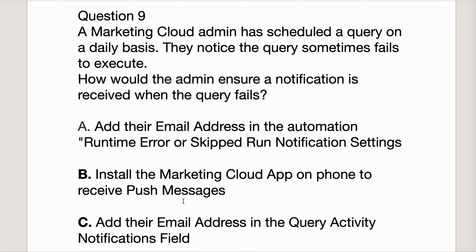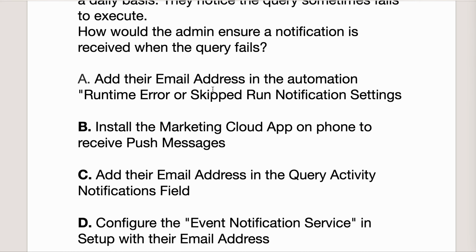Now, a Marketing Cloud admin has scheduled a query on a daily basis. They notice the query sometimes fails to execute. How can the admin ensure a notification is received when the query fails? In Query Studio, in a SQL query, you don't have any notification settings. You have a notification setting on the automation level only. So adding the email address in automation runtime error notification can be a possible answer.